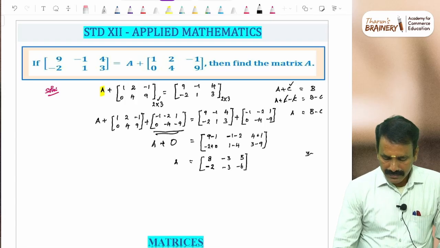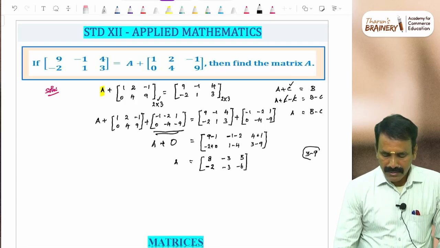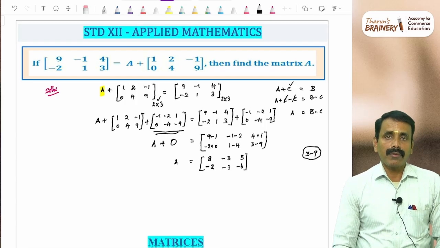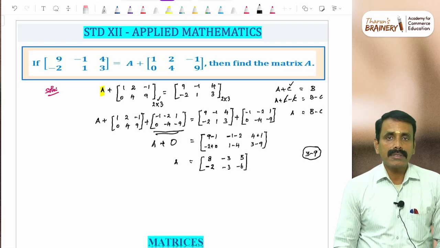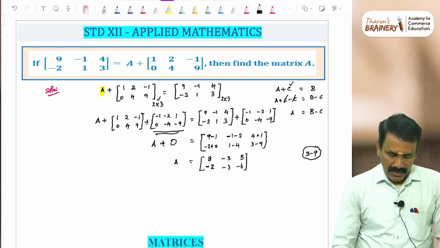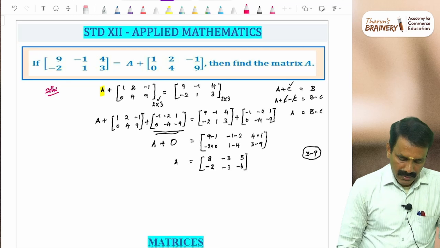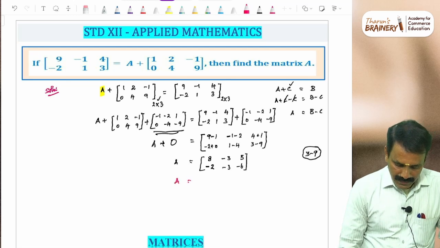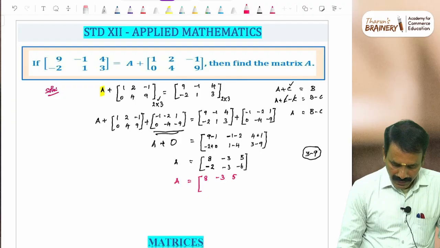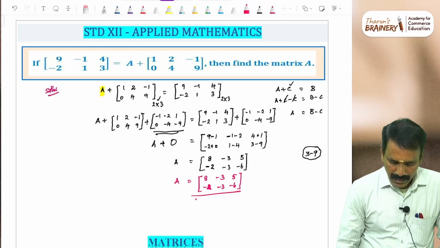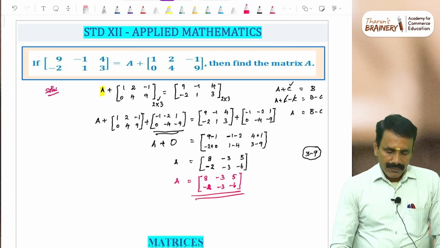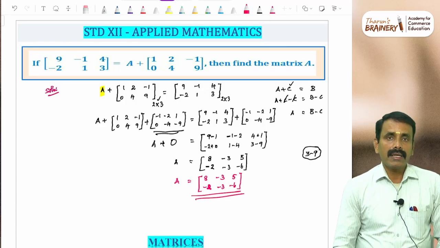3 minus 9, both are going to have different symbol. So, subtract the smaller one from the bigger one and put the bigger number symbol, that is it, very simple calculation. So, this is the matrix A. So, matrix A is 8 minus 3, 5 minus 2 minus 3 minus 6. So, this is the answer for your A matrix, and if you substitute in this expression, you will get the required answer. Is it clear?